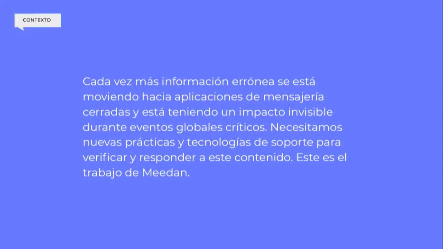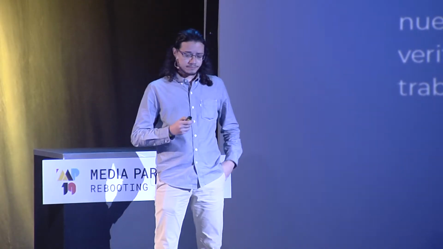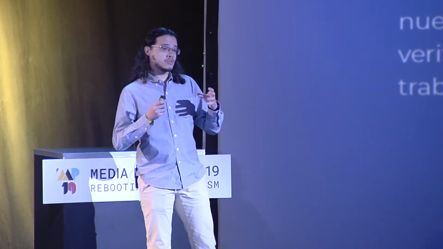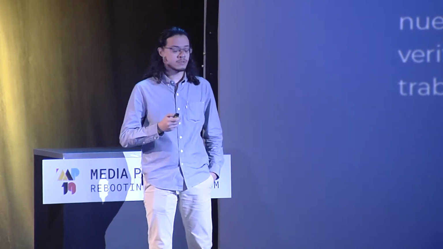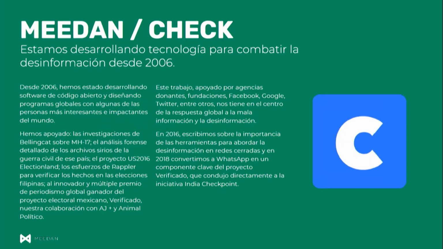So the context for this presentation is that we have even more recently misinformation circulating on that kind of apps, right? The main difference between this kind of app and other sites on the internet or social networks is that those networks are closed, right? So if it's happening inside a group, if you're not part of that group, it's very hard to verify what's going on there. And we need new practices, new workflows, and new technology to try to handle this kind of content on those networks, and that's what Meedan does.